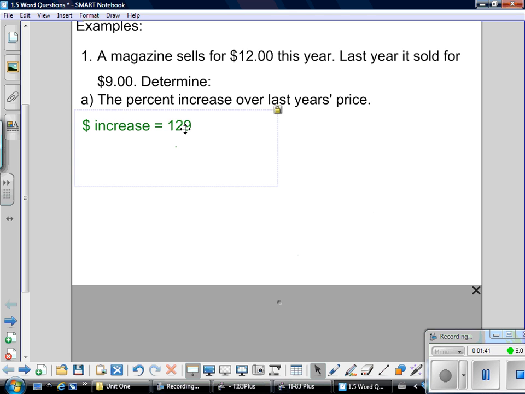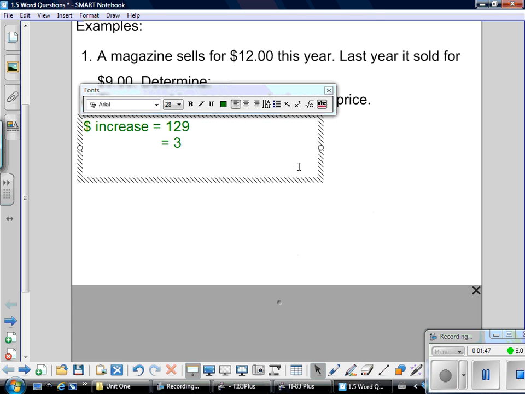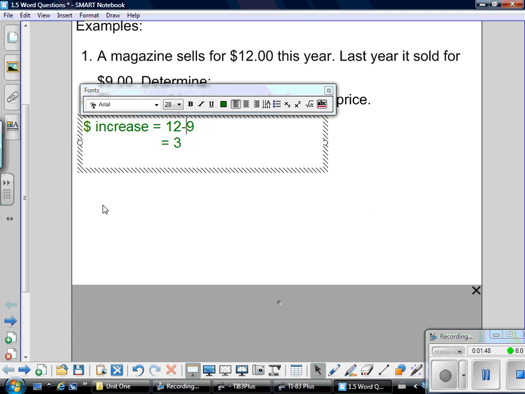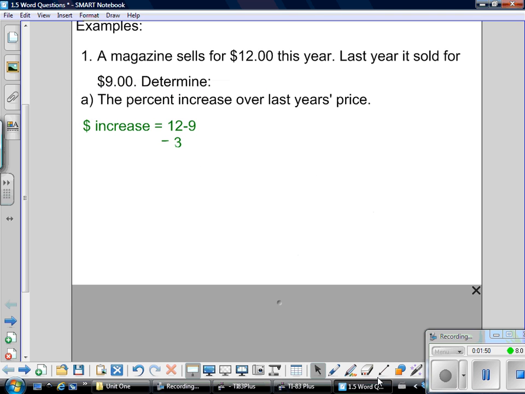For some reason, I'm missing a little sign there. And of course it's locked. So I'm going to unlock it and just put our minus sign there. That makes more sense. So we're actually going $12 minus $9. So it actually went up $3. So that's the increase in the price.